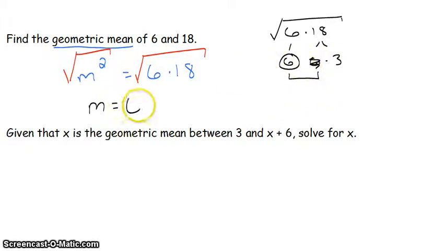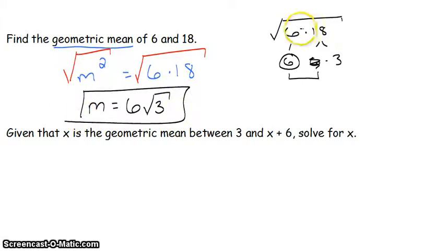The 6 I circled comes on the outside. The inside is square root of 3. That's the geometric mean of 6 and 18: the square root of the product of the numbers. Another type of word problem, I will tell you that x is the geometric mean, just like in this problem up here, except instead of using m, I'm using x. Since it's the geometric mean, I will square it.